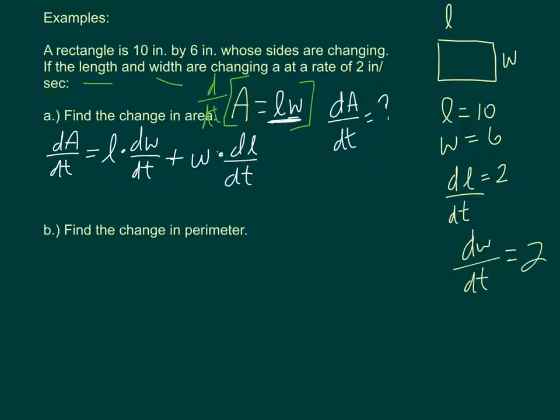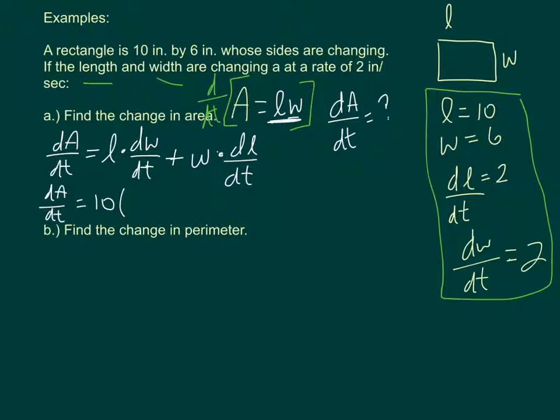Okay, now let's fill in what we know. Well, again, that's why we listed all this stuff out over here on the right. We figured out what we knew and labeled it. Now we should be able just to plug in and find what we're looking for. So, the derivative of area with respect to time. Our length over here is 10. And the change in width, they tell us, is 2. Plus, our width is 6. And our change in length is also 2. If we multiply that out and add together, it looks like 20 plus 12. We're going to get an answer of 32.